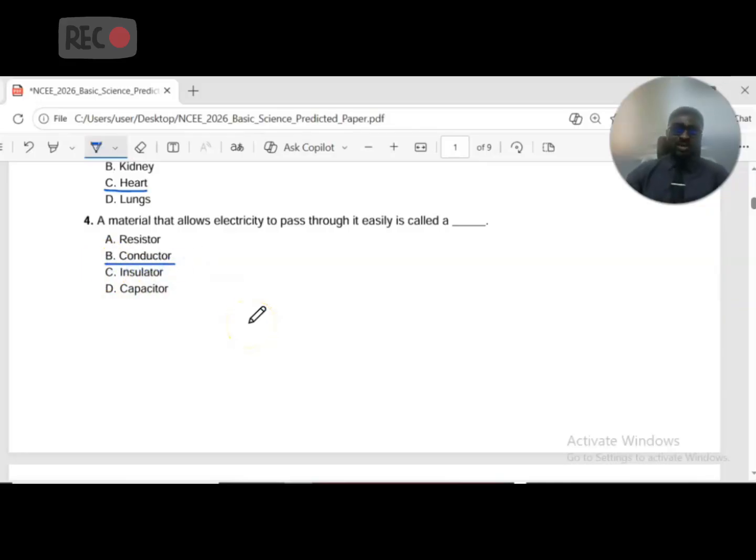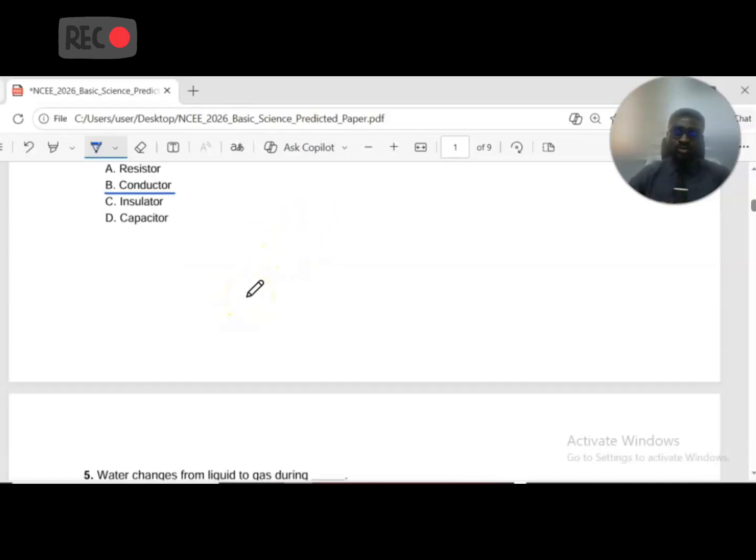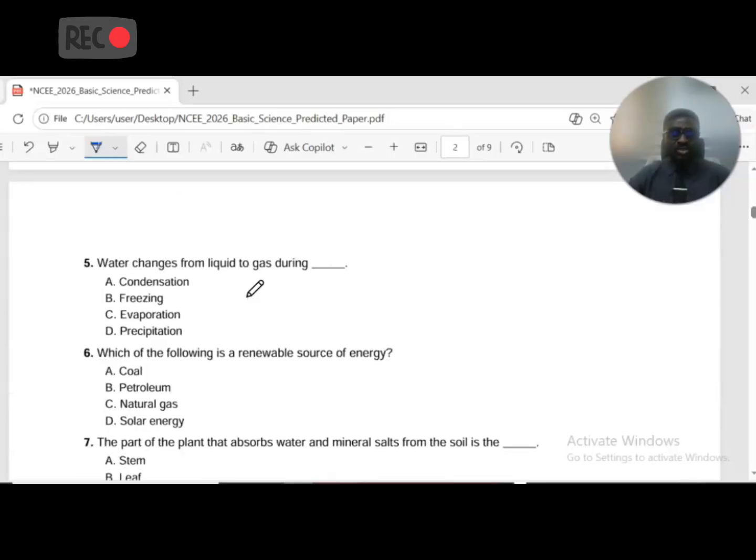So conductors are materials that allow current and heat to pass through them easily. It transmits them from one point to another to power electrical appliances or devices. So let's go to question 5.